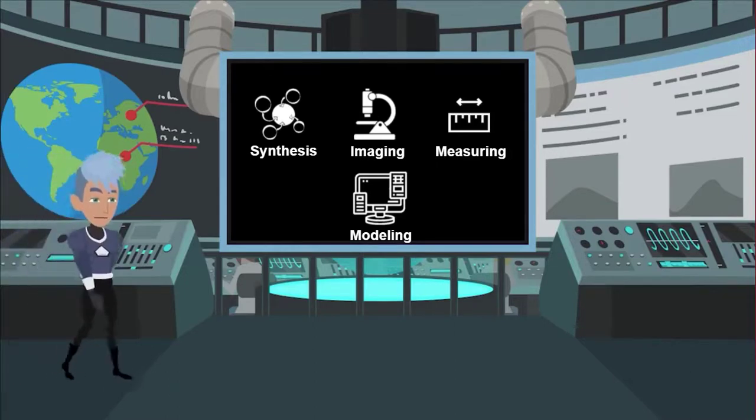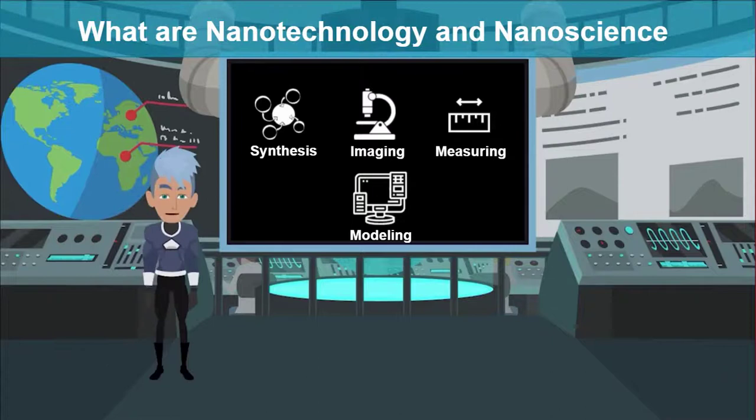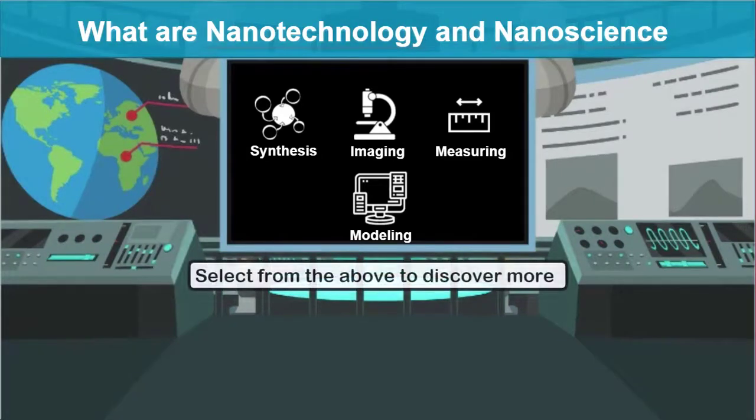Meanwhile, nanotechnology is the manipulation and processing of these nanomaterials to modify and tune some properties. Thus, we can say nanoscience is the design and study of the nanostructures and their properties, while nanotechnology focuses on using this technology to develop new materials and create products. Select from the above to discover more.